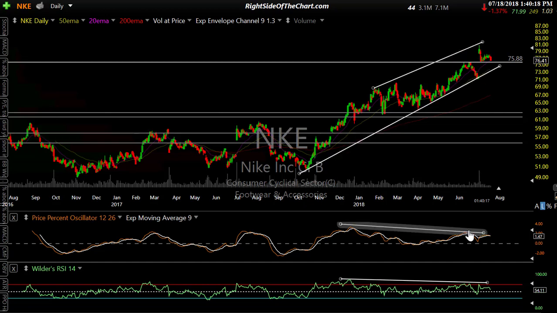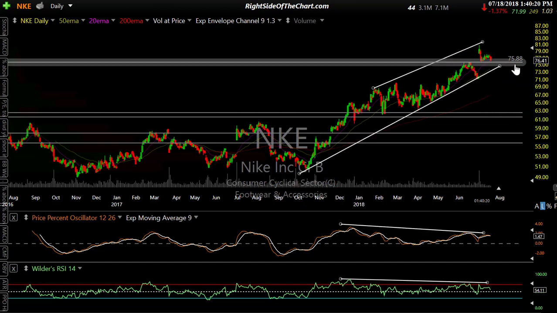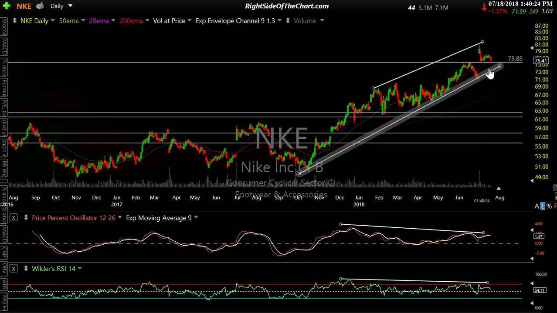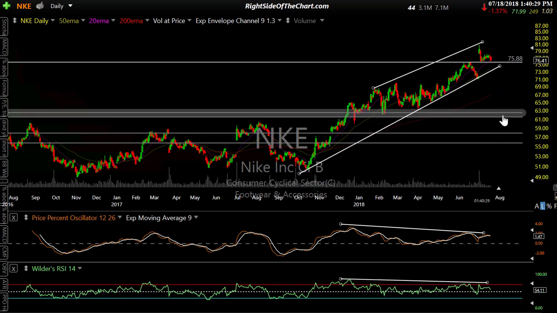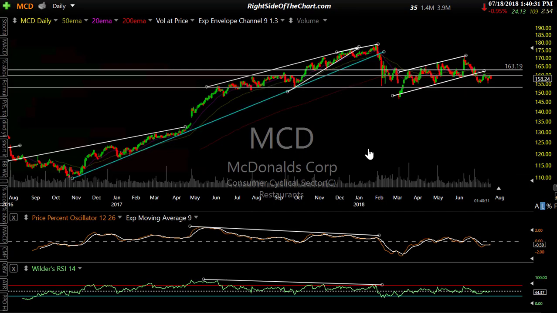Clear negative divergence at this most recent high, and your sell signal comes on a break of 75.88, but then more importantly below this uptrend line here, and that could probably send Nike all the way back to this support zone down here.